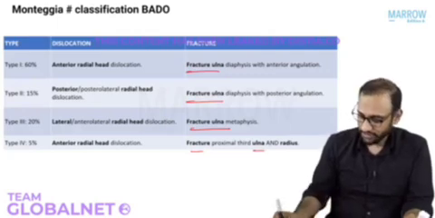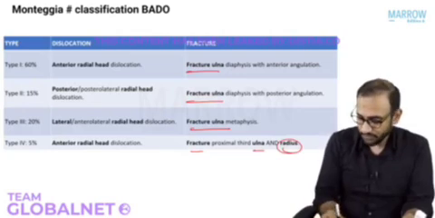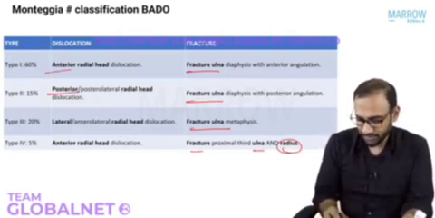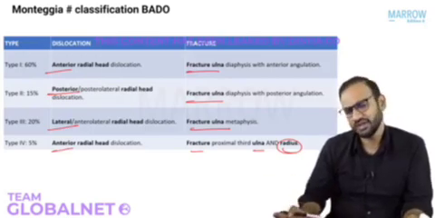But in type 4, the radius is also fractured, and the radial head is dislocated in all of them. In type 1 it's anterior, type 2 it's posterior, type 3 it's lateral, and type 4, again with the fracture, it is dislocated anterior. Very simple classification.